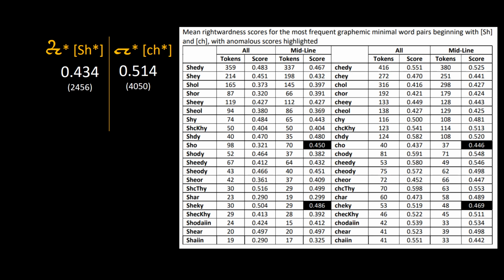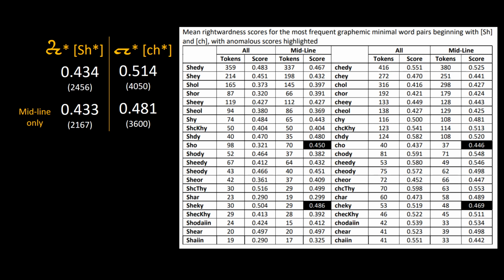However, if we exclude all scores of 0 and 1, limiting our analysis to what I will call midline words, the sh set scores 0.433 with 2,167 tokens, while the ch set scores 0.481 with 3,600 tokens, which still shows a difference of about 0.05.